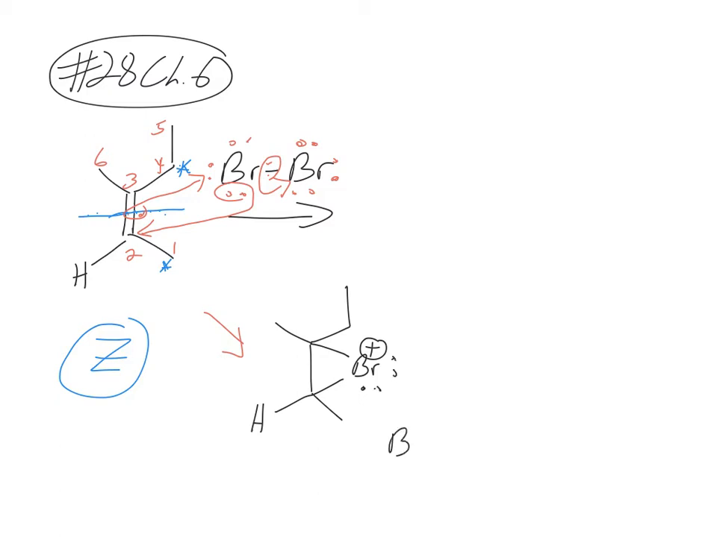When we balance our charge, there should be a Br minus. That's the last thing we always do. We always check to make sure we balance our charge. Overall, we had no charge in the beginning. Overall, the next step, we better have no charge as well. Cool? So what does this have to do with stereochemistry?